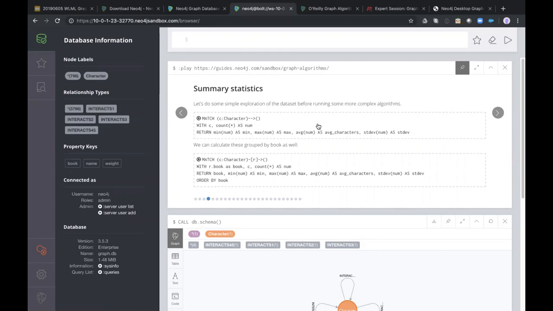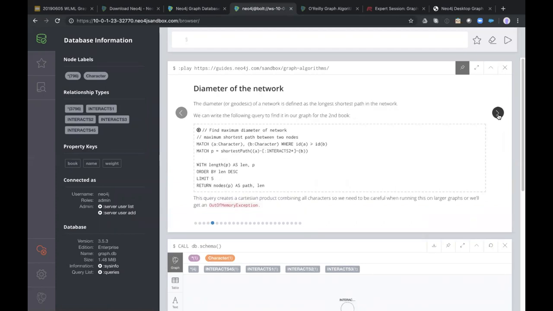Neo4j is not really made for these types of averages and maximums and minimums. That's not what it's really good at, but it knows how to do it. Aggregates are very well maintained inside Neo4j.